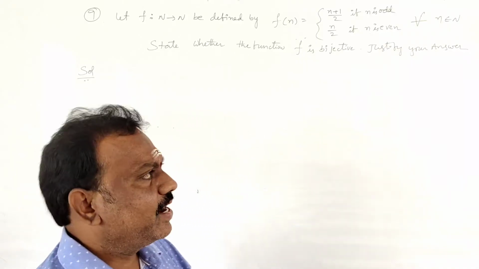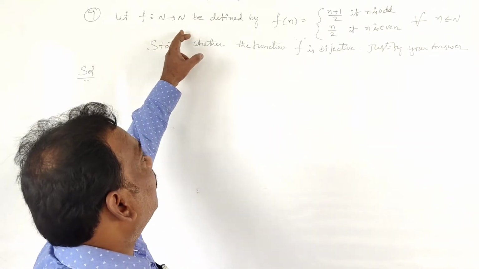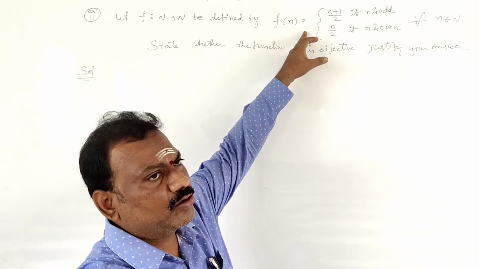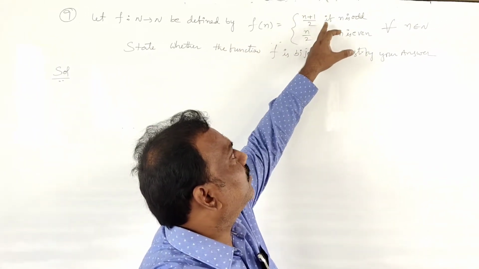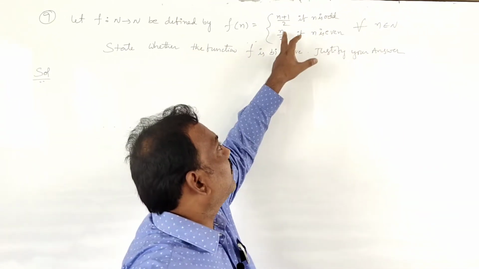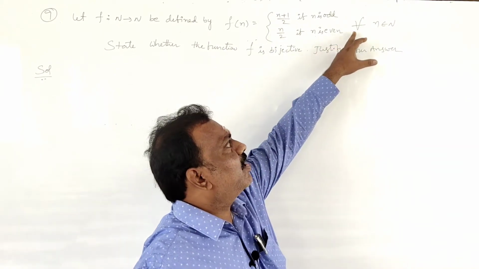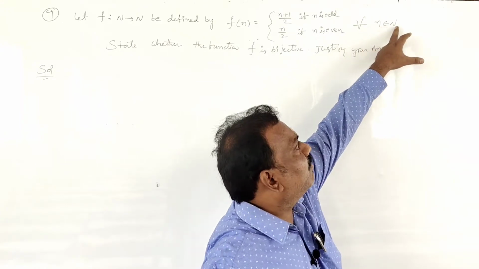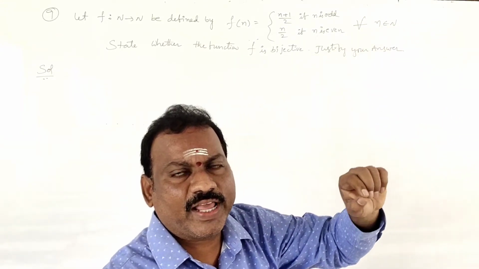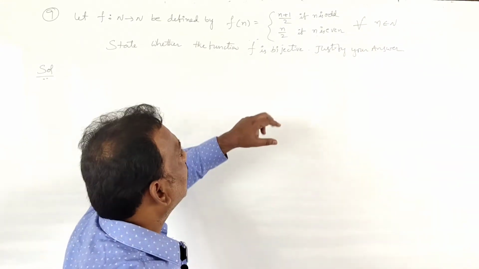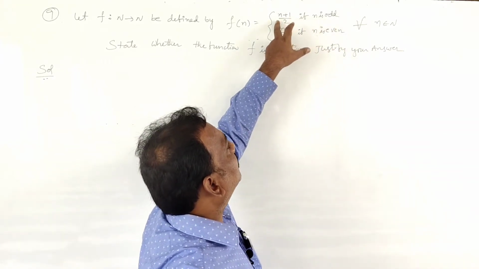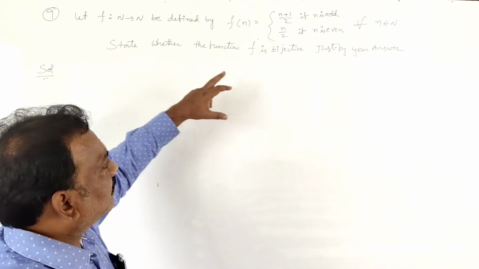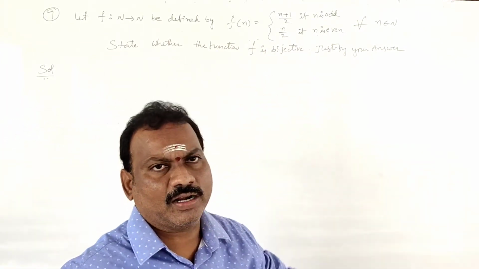So problem number 9: f is a mapping from N to N defined by f of n is equal to (n plus 1) by 2 if n is odd, n by 2 if n is even, for all small n belonging to capital N. That means small n values belong to natural numbers. For odd natural numbers, this is the formula; for even natural numbers, this is the formula. So state whether the function f is bijective or not.